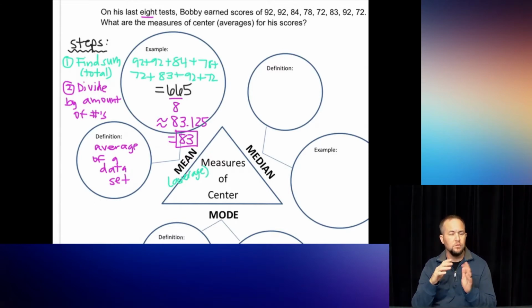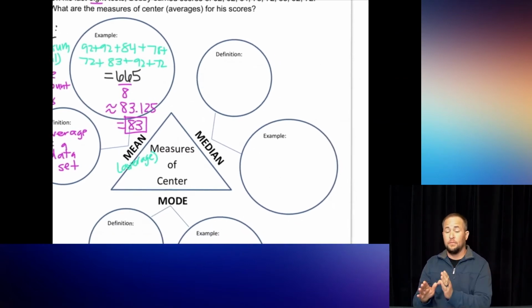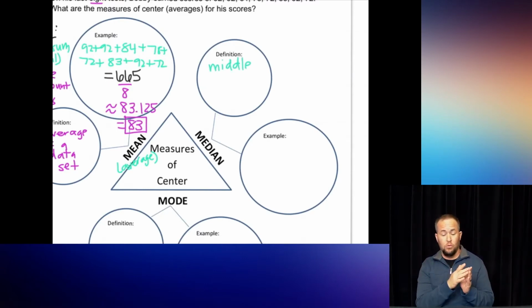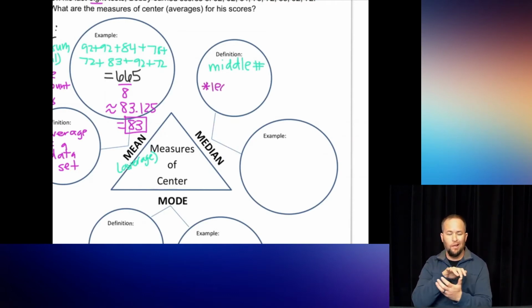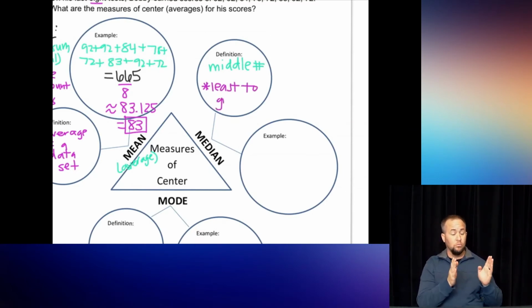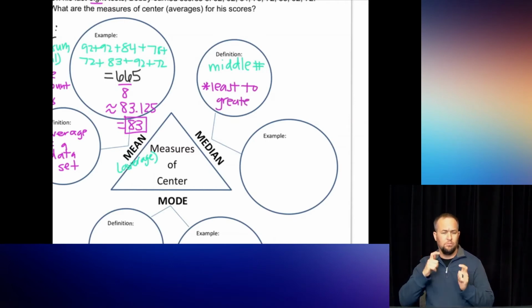All right, now we are going to look at the median. We're first going to define it. The median is known as our middle number when we put the numbers in order from least to greatest. So we're going to call it the middle number, but make sure always to have it in that order of least to greatest. Once it's in that order, that's when you can find that middle number. Make sure that you're making that mental note right there.